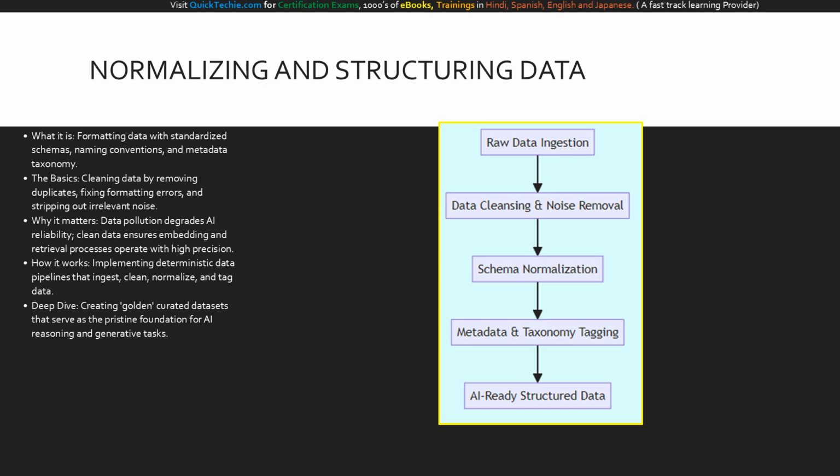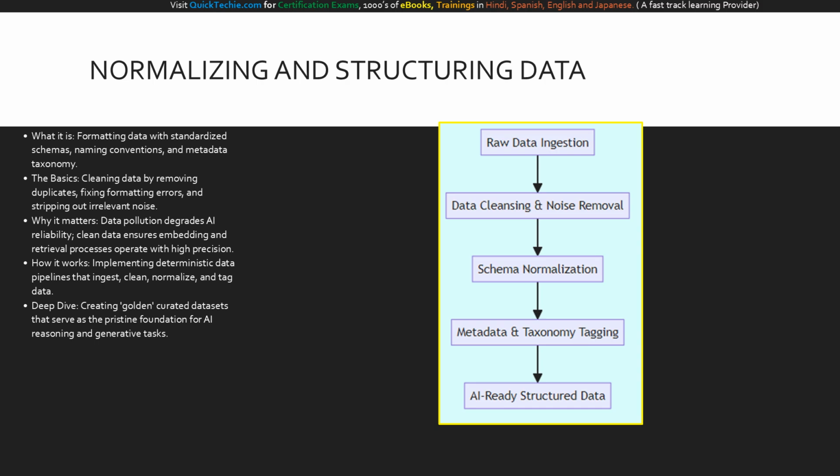Clean data is characterized by clear structure, zero duplicates, minimal irrelevant metadata, and highly predictable layouts. By investing the necessary time and engineering effort to normalize your data upfront, you ensure that the embedding and retrieval processes later in the pipeline operate with maximum precision, ultimately leading to highly accurate, trustworthy AI outputs. Look closely at this sequential flowchart, which details our data normalization pipeline. We start at the very top with raw data ingestion, where information enters our system in various states of disarray and complexity.